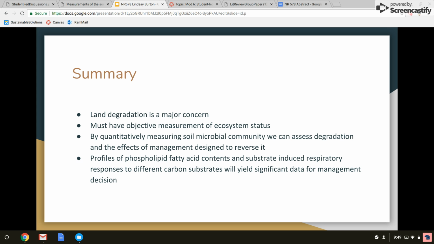I chose this article because I thought it was a good complement to soil development, disturbance, and how to measure restoration success through soil.